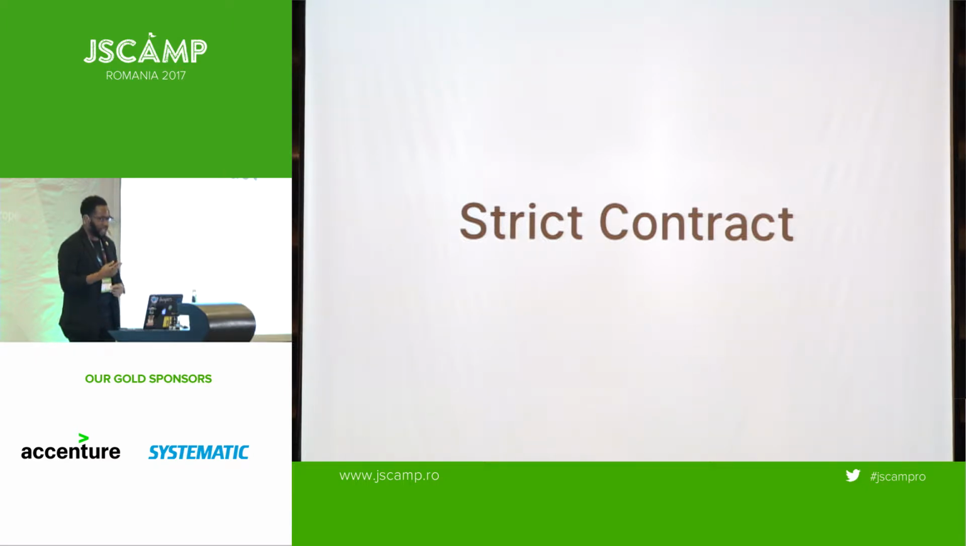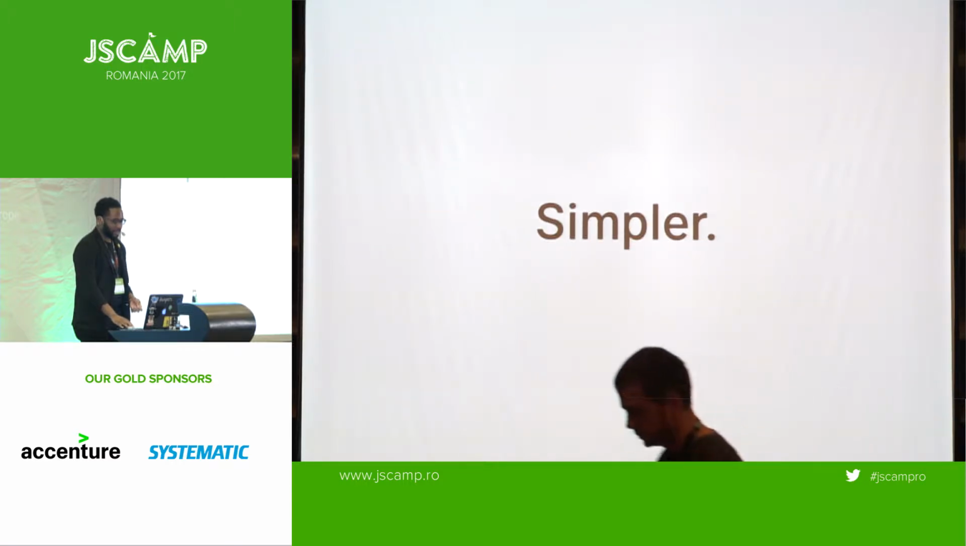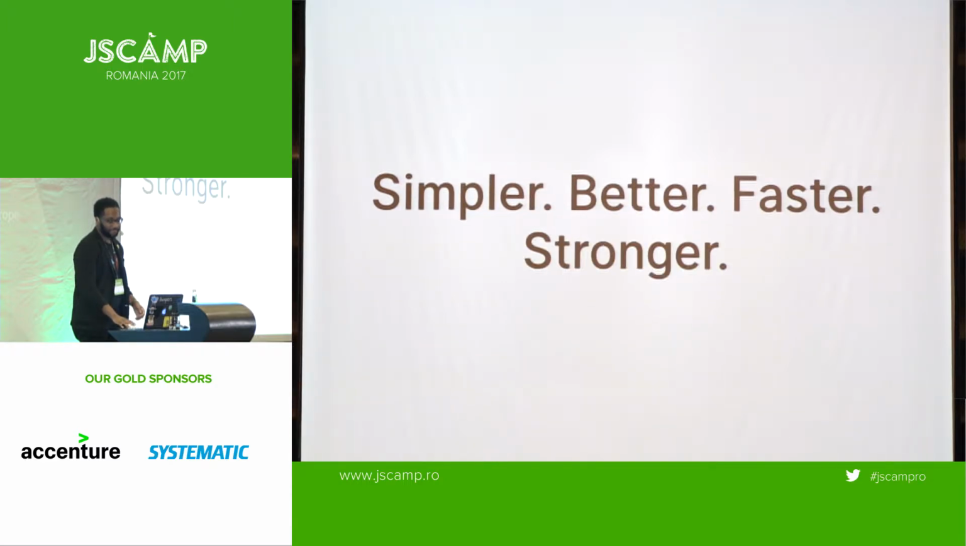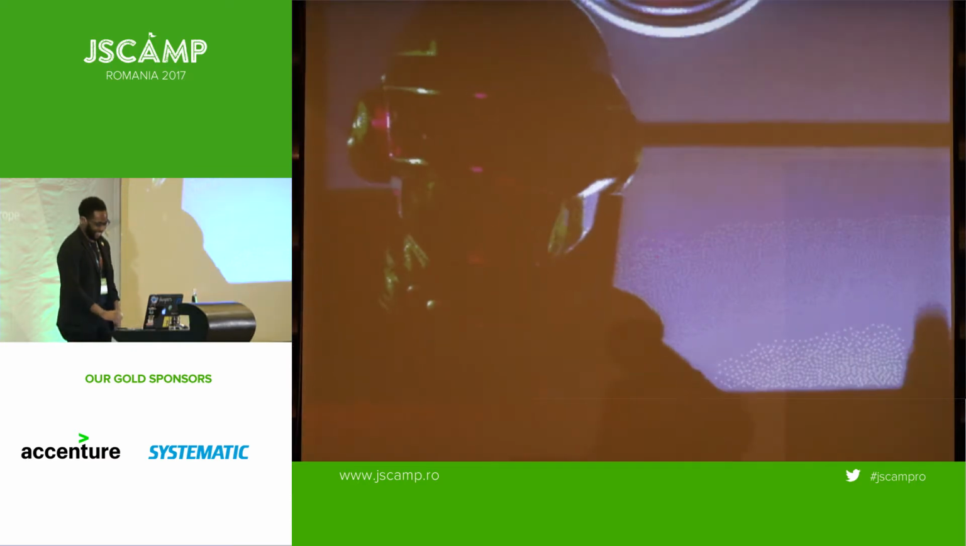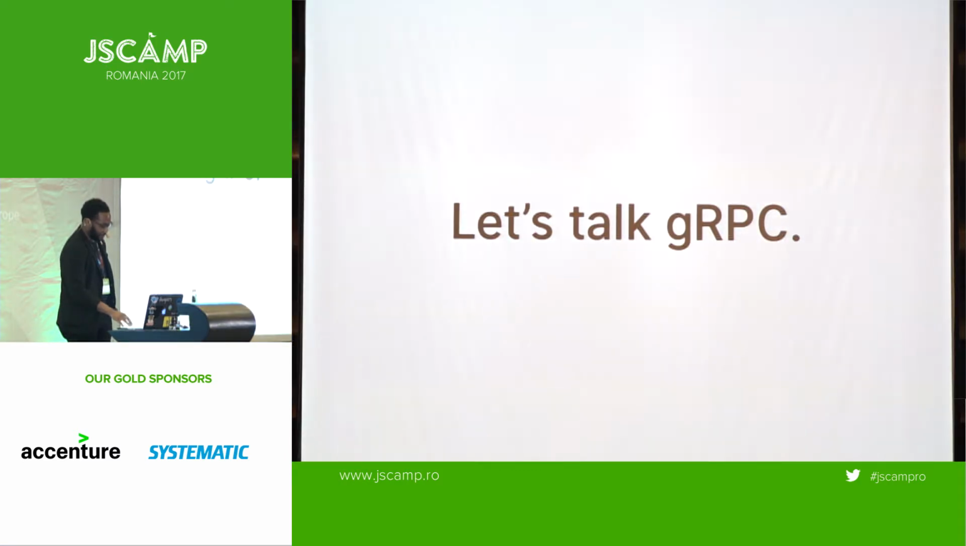And also, in order to change this contract, you have to regenerate the file or recompile the protobuf, and you have to be very deliberate about changing the shape of your data model and your data layer. This really becomes important in gRPC, so remember the word contract. And like I said, type definitions are good, and depending on the language, it can be even better. And just simpler. So simpler, better, faster, stronger. Daft Punk approved. So now let's move on to talking about gRPC.